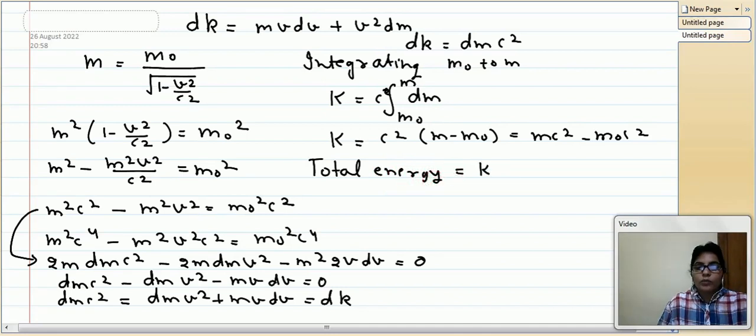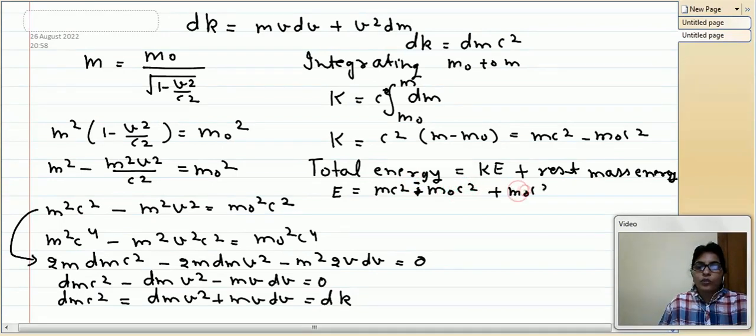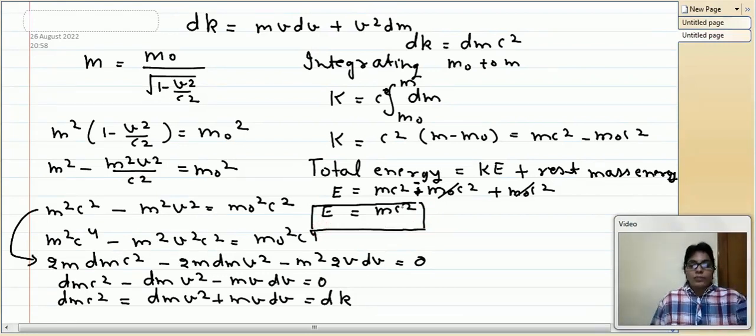Now for any system, the total energy is equal to the sum of kinetic energy plus rest mass energy. So total energy E is equal to kinetic energy, which is mc square minus m naught c square, plus rest mass energy, which is m naught c square. So this m naught c square cancels with this, and we are left with E is equal to mc square. So this is the relation which we wanted to derive. E is equal to mc square, the mass energy equivalence relation.